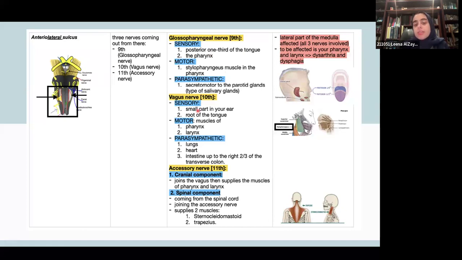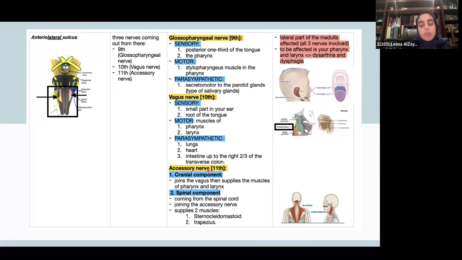And the vagus is responsible for a small part of the ear and the root of the tongue, okay? And motor for the pharynx and the larynx. So dysphagia and dysarthria would be associated with the vagus. And it's responsible for some parasympathetic supply of the lungs and the heart and the intestine up to the 2/3 of the transverse colon.